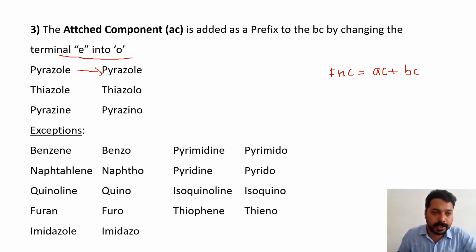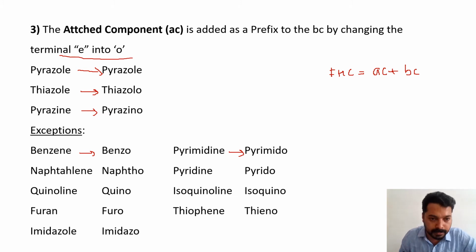Similarly, thiazole will become thiazolo. Pyrazine will become pyrazino. But there are certain exceptions, like benzene will not become benzino. Instead of benzino, it becomes benzo. Similarly, pyrimidine will not become pyrimidino, it becomes pyrimido. So these are certain exceptions.